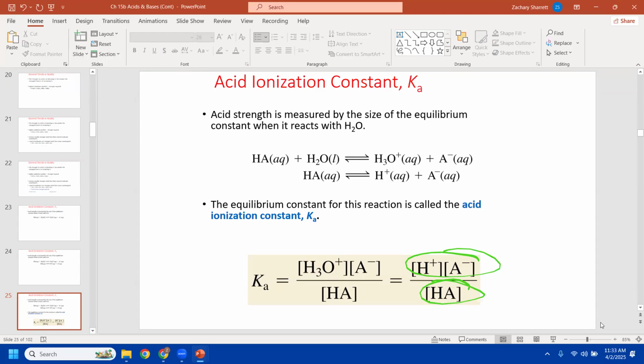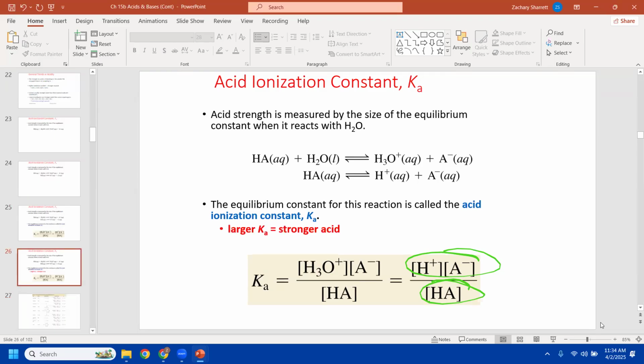So like I said, we're going to eventually make ice tables for these things. We're going to have to solve for the concentrations of all these things. You're going to do this in lab also. I think so, we don't have lab this week. Starting next week in lab, I think we're going to do some experiments where we have to find some acid. In general, the larger the Ka value, the stronger the acid.